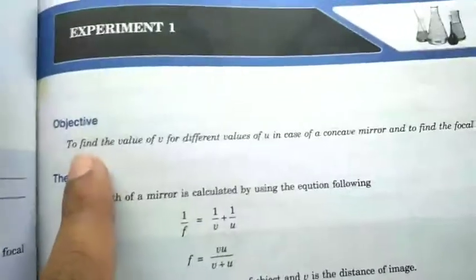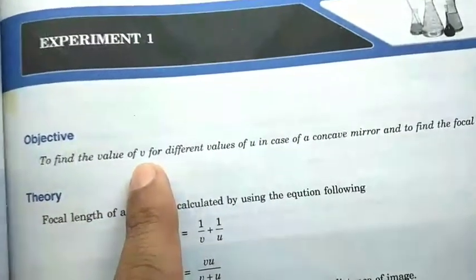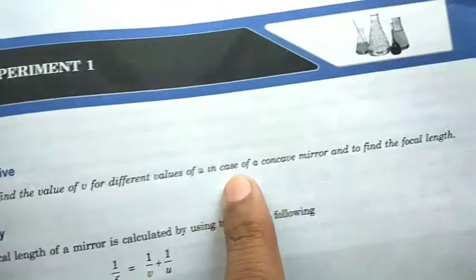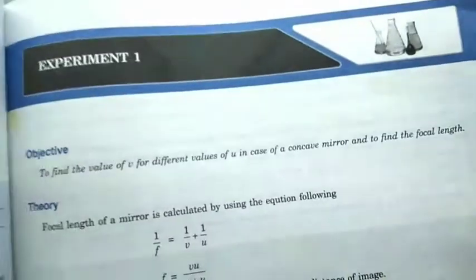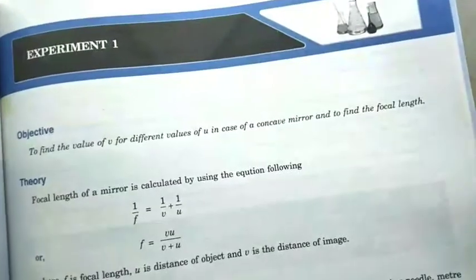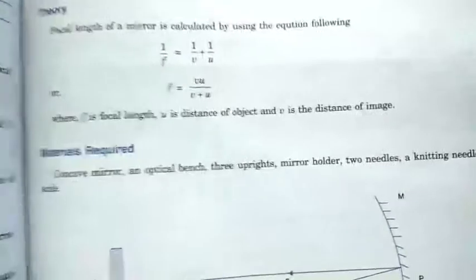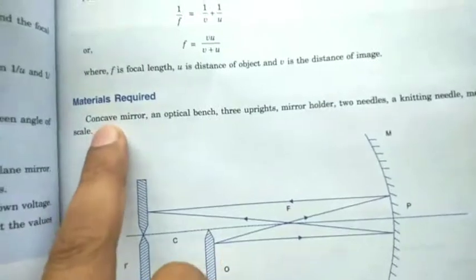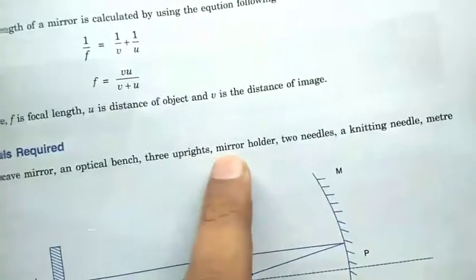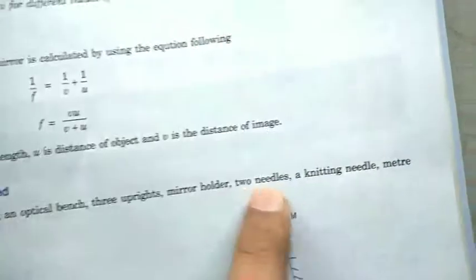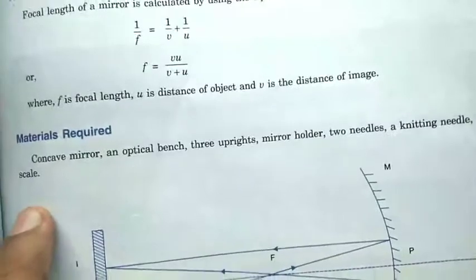Our objective is to find the value of V for different values of U in case of a concave mirror and to find the focal length. V is the distance of image and U is the distance of object. Formula: F is equal to UV divided by U plus V. Material required: concave mirror, optical bench, 3 uprights, mirror holder, 2 needles, knitting needles, meter scale, etc.